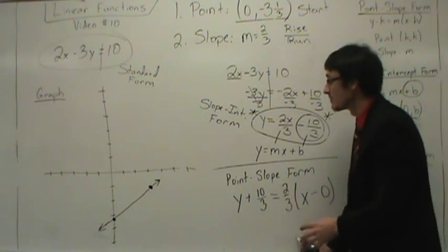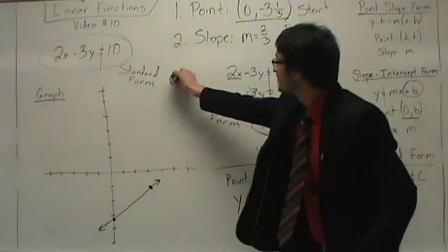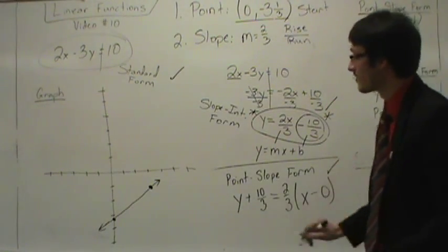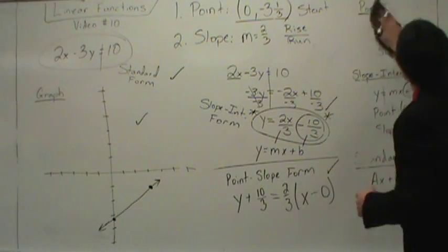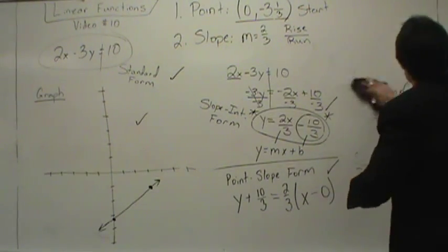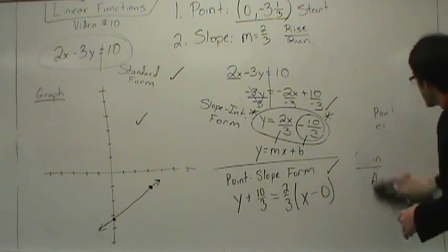Okay, so this is your point-slope form. Notice you have your standard, your slope-intercept, your point-slope form, you have your graph. There's 4 of your steps. So I'm going to erase this to save some space. Lastly, we have to find x and y intercepts.